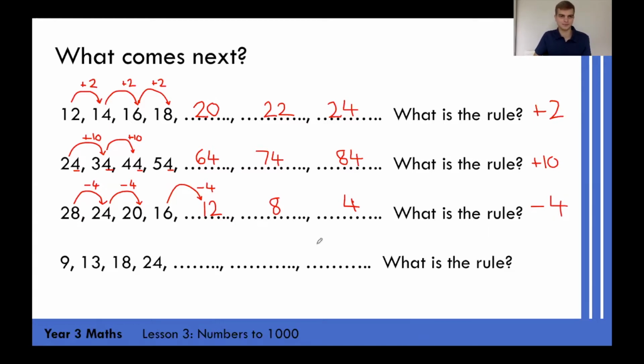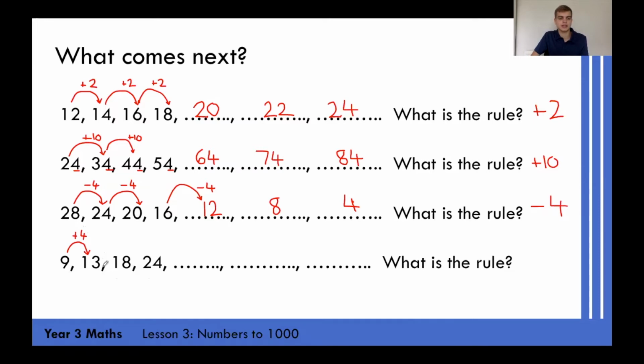This is the tricky one, okay? So look carefully. 9, 13, 18, 24. So what would be my next 3 numbers in that sequence? Have a look. What's the difference? How many have I added to 9 to get to 13? What have I done? Fantastic. Well done. If you said I'm adding 4, you're absolutely right. I'm adding 4, aren't I?